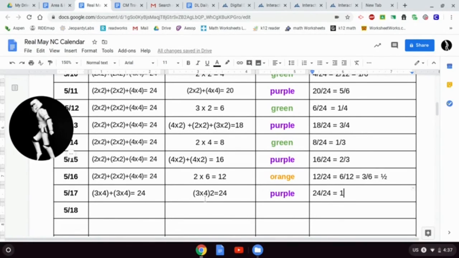I'm going to multiply 3 by 4, which is 12. Then I'm going to multiply that 12 times 2. 12 times 2 is 24. Instead of having to write the equation out a whole other time, I can just write the number 2 right there to note that I'm going to do it 2 times.